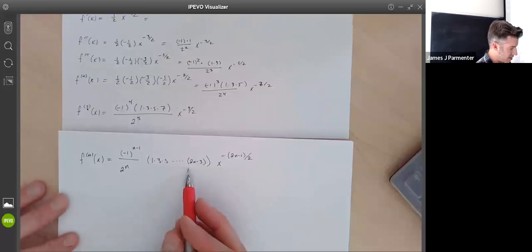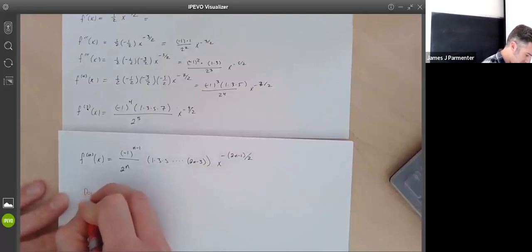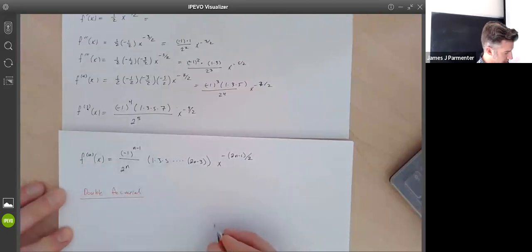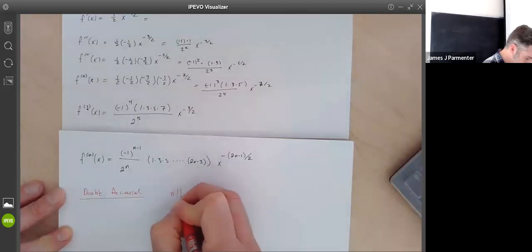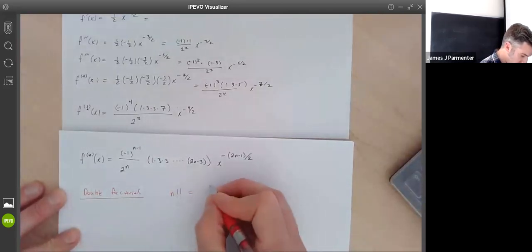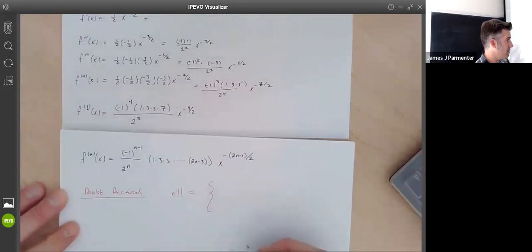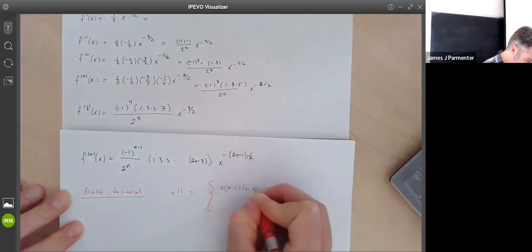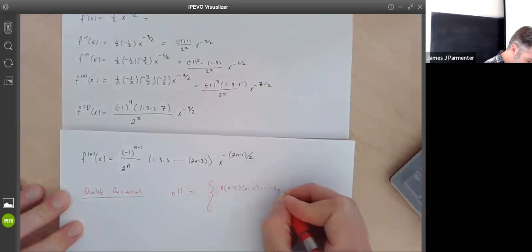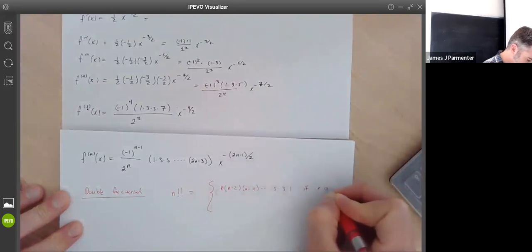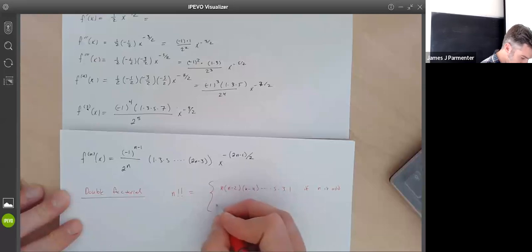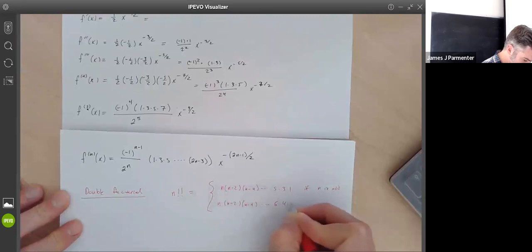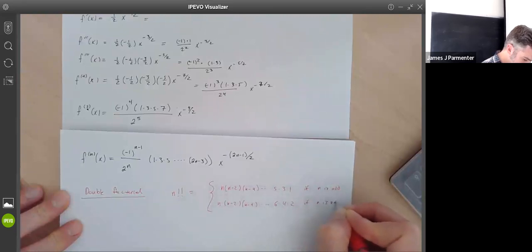Another way of writing this is the double factorial notation. So here's what it is. n double factorial is equal to the product of all the odd terms if n is odd. So it's n times n minus 2 times n minus 4, all the way down to 5 times 3 times 1 if n is odd. And it's equal to the same thing, all the way down to 6 times 4 times 2 if n is even.